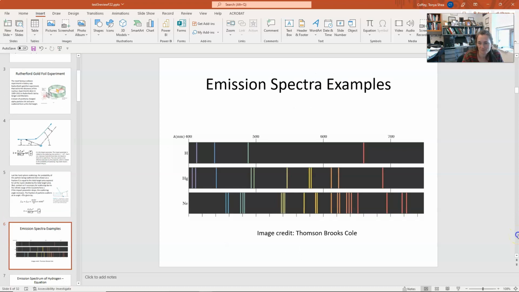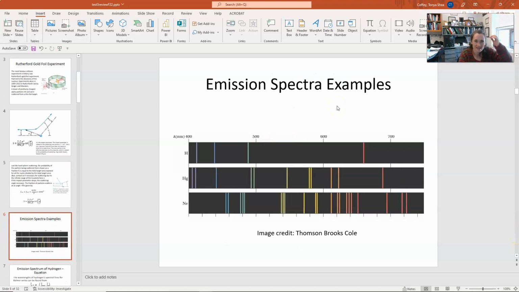So that was a big result. Okay, another thing that got covered in chapter 4 of your textbook was the Bohr model of the atom.